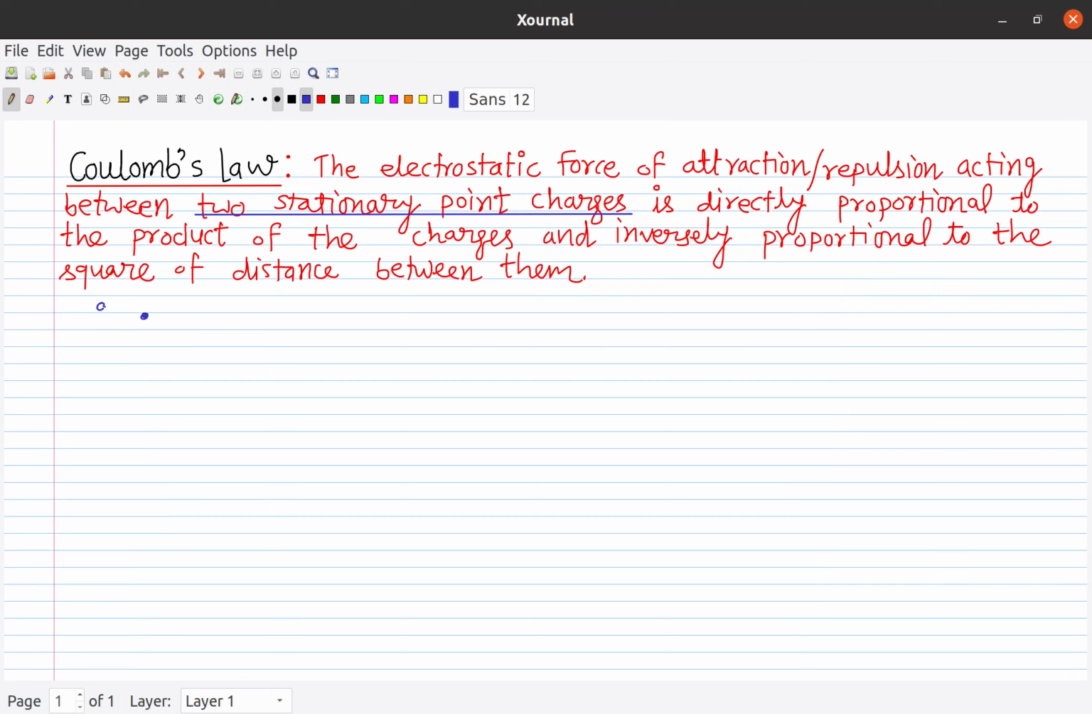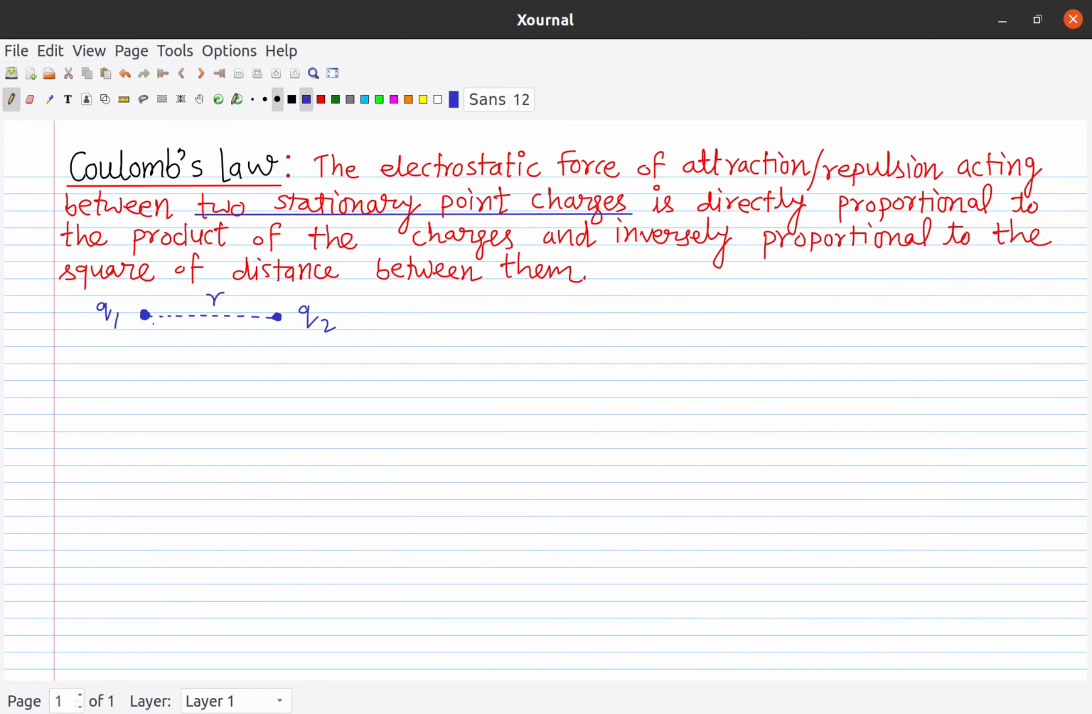So let's elaborate this law more. Suppose you have two point charges q1 and q2. What do you mean by point charges? Point charges means the size of the charges should be very small as compared to the distance between the charges. Suppose these are two spherical charges. Suppose the diameter of the first charge is something, diameter of the second charge is something, but that diameter should be very small as compared to this distance r. Only then you will call these charges point charges, and then Coulomb's law will be applied on these charges.